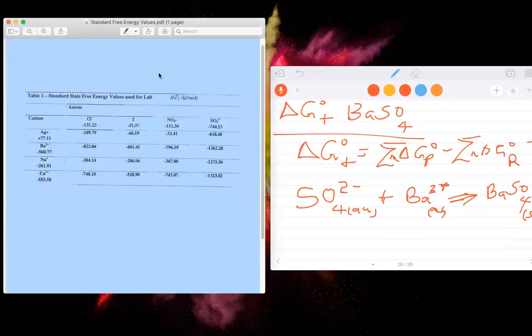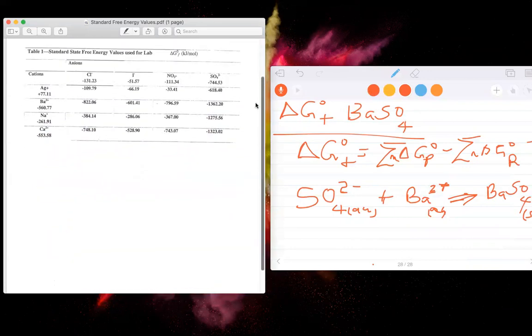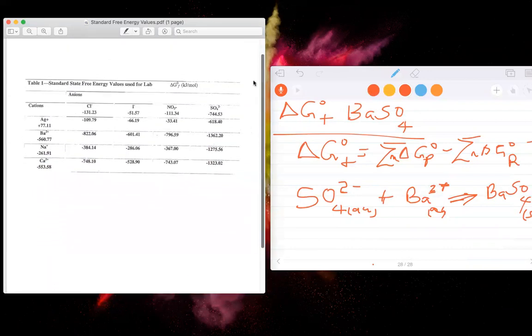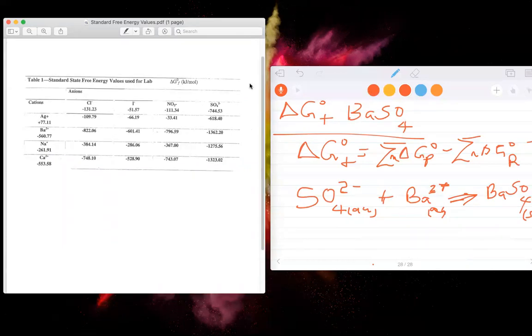This one, is it right here? No, not this one. Barium, yes, it's the same thing. Sorry, it's the same thing. If you look at barium and sulfate, you see where sulfate is forming? Barium, where they intersect, this point right here. Barium ion and sulfate ion, this is the standard free Gibbs energy of formation of barium sulfate.